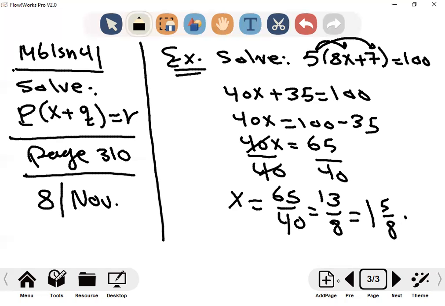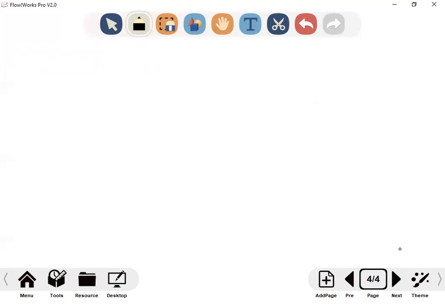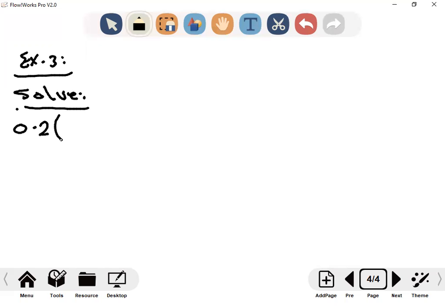Now let's go to example number 3, page 310. Solve 0.2 multiplied by (c minus 3) equals minus 10, right? And they want us to check our answer.